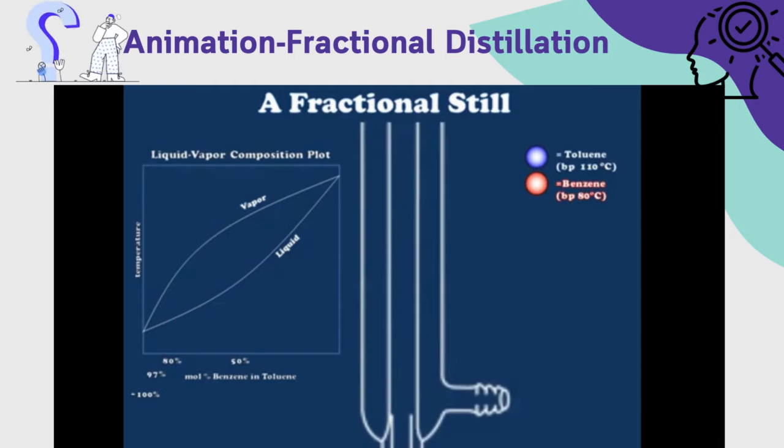In the fractionating column, the less volatile substances fall back into the boiling flask, while the more volatile ones, like benzene, rise higher. This happens through repeated rounds of vaporization and condensation. As you move up the column, the mixture becomes purer.